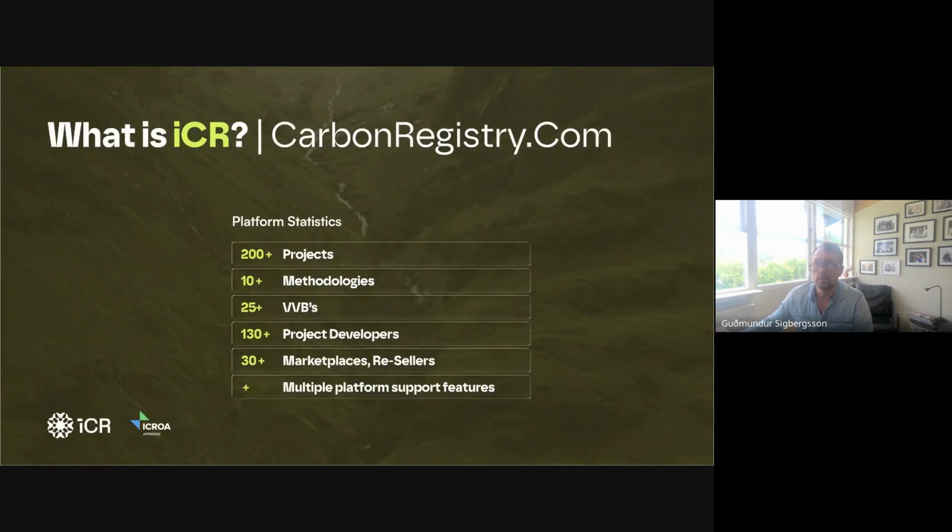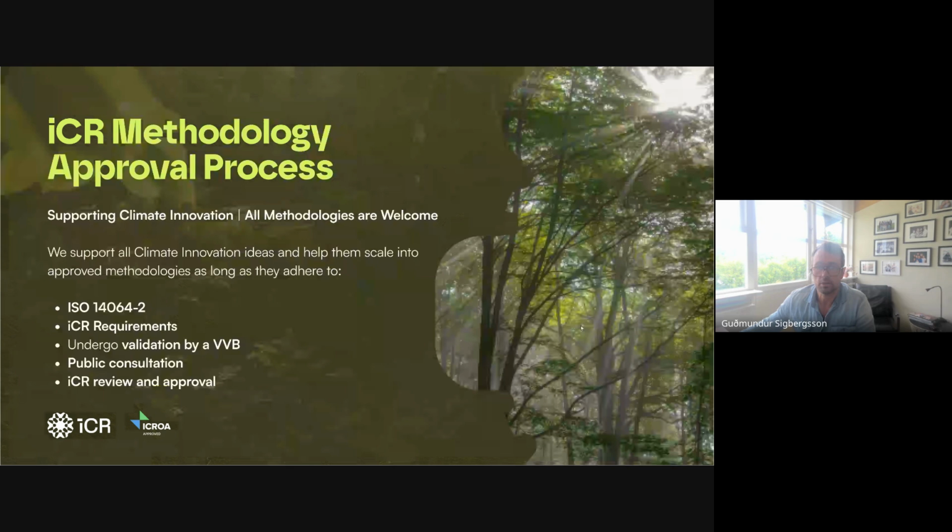So what is ICR? ICR is both a global GHG program and a registry platform. ICR supports climate projects and methodologies across different sectors and project types. Our role is to support credible climate action through transparent project registration, robust accounting, independent validation and verification, quality assurance, and clear requirements for the issuance of carbon credits. ICR's objective is to support credible carbon markets while enabling innovation in climate mitigation methodologies and projects.